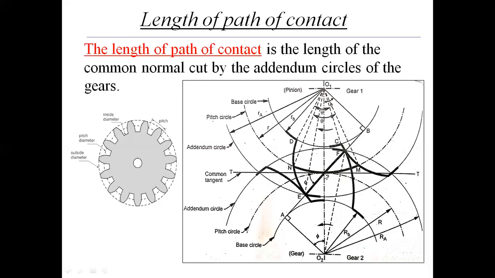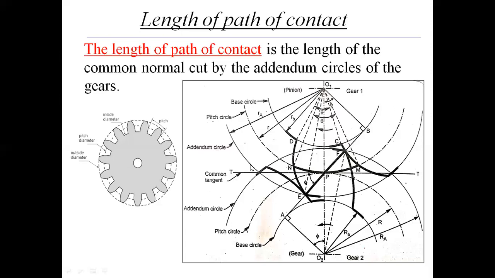And P is the point of contact, and that P is always on the pitch circle diameter of the pinion and the pitch circle diameter of the gear. That means P is the common point of tangency. Both the pitch circles meet at the tangent point. That point is the P point.